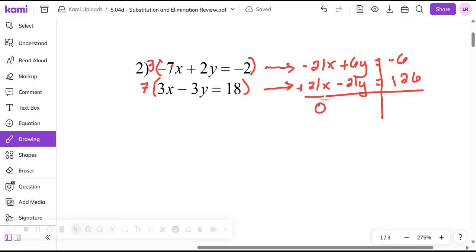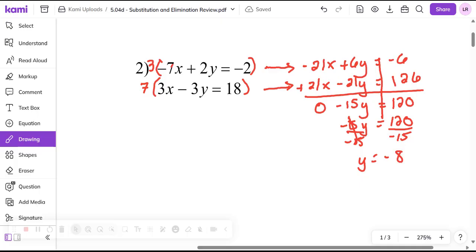And I would get 0. 6y plus negative 21y is negative 15y. Negative 6 plus 126 is 120. So I have negative 15y equals 120. Divide by negative 15, and I am going to get negative 8 for my answer for y.